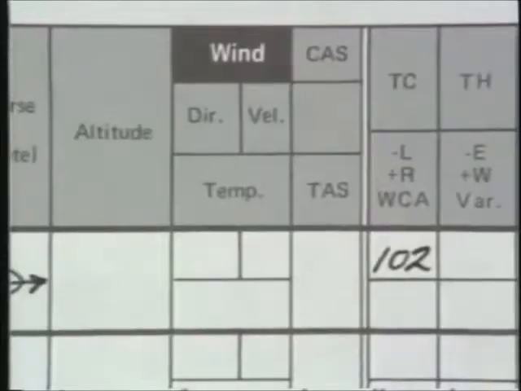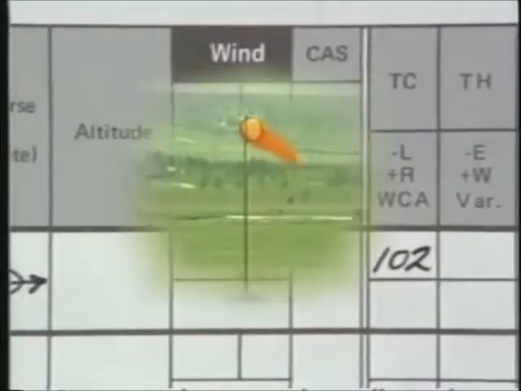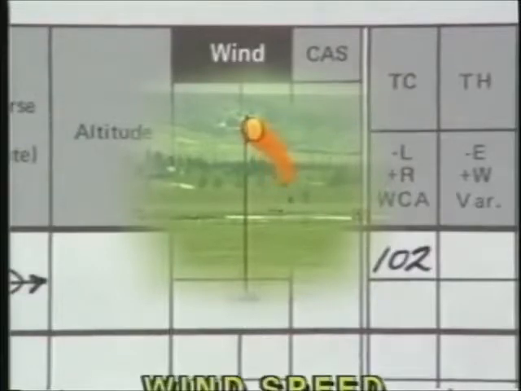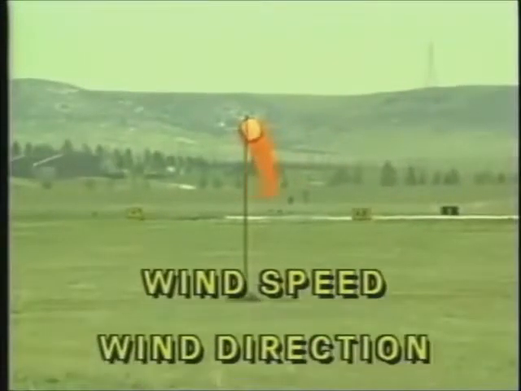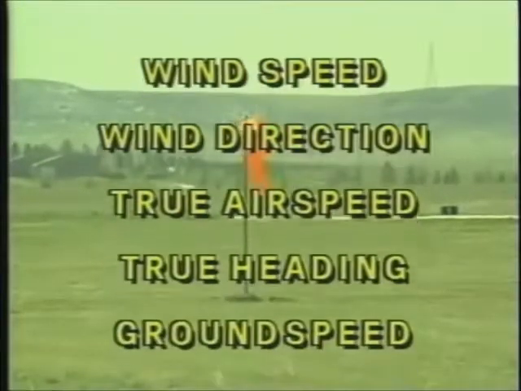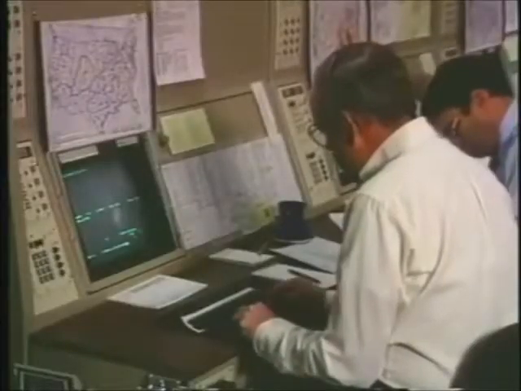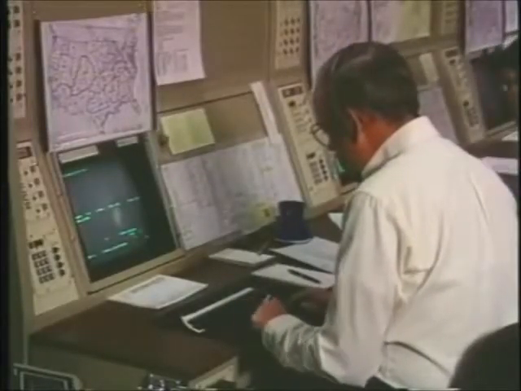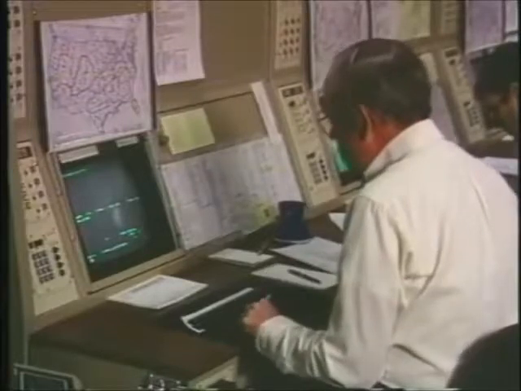The next planning step is to analyze the effects of wind. Here you need to determine the wind speed and direction and the true air speed. With this information you can find true heading and ground speed. You can obtain the wind information during your normal pre-flight weather briefing with the flight service station.